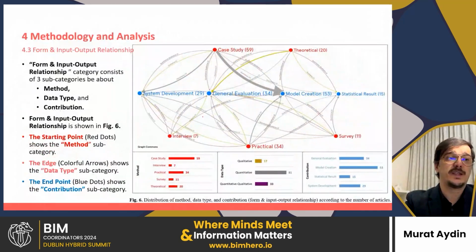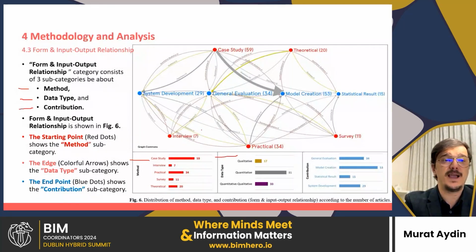The third category, the form input-output relationship category, consists of three subcategories: method, data type, and contribution. The starting point shows the method subcategory. The edge shows the data type subcategory. The endpoint shows the contribution subcategory.